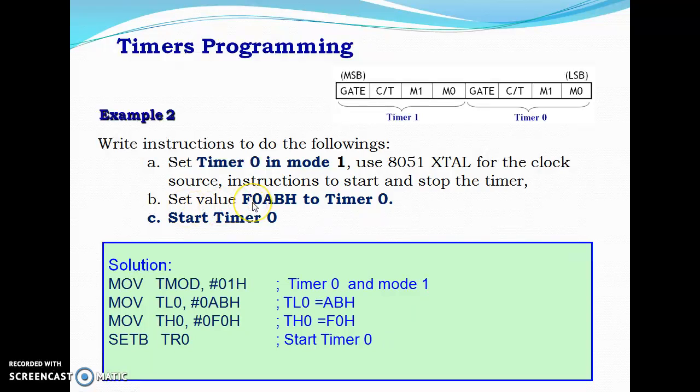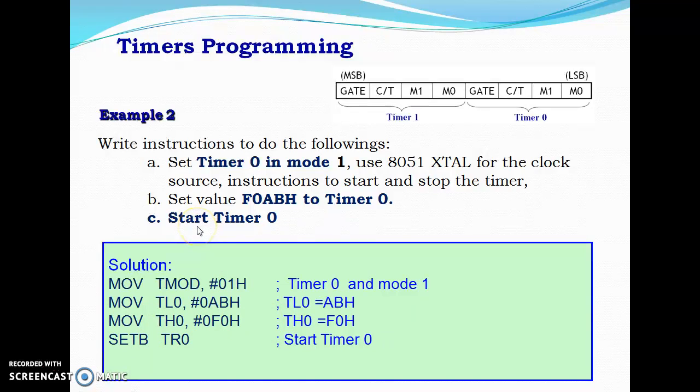For case B, the counting value F0ABH we have to load into timer 0, because in case A we have selected timer 0. If you consider timer 0, we have TL0 and TH0 as two different registers of timer 0. We know for TL0 the SFR is 8A, and for TH0 the SFR is 8C. So we are using these two registers of timer 0. The higher byte F0 will load into TH0, and the lower byte ABH will load into TL0. So we can write the instruction MOV TL0, #0ABH. This value is the lower byte which is loaded into the lower byte of timer 0, and the F0H value we load into the higher byte of timer 0.